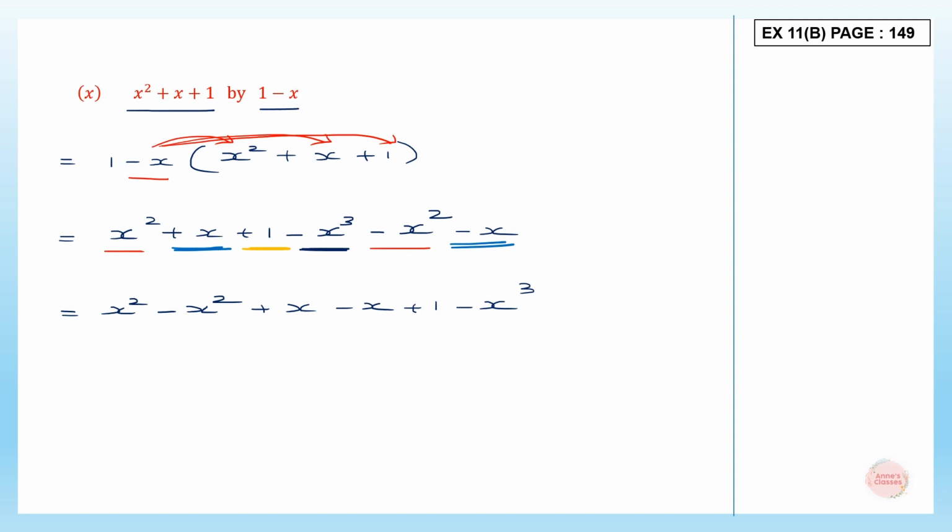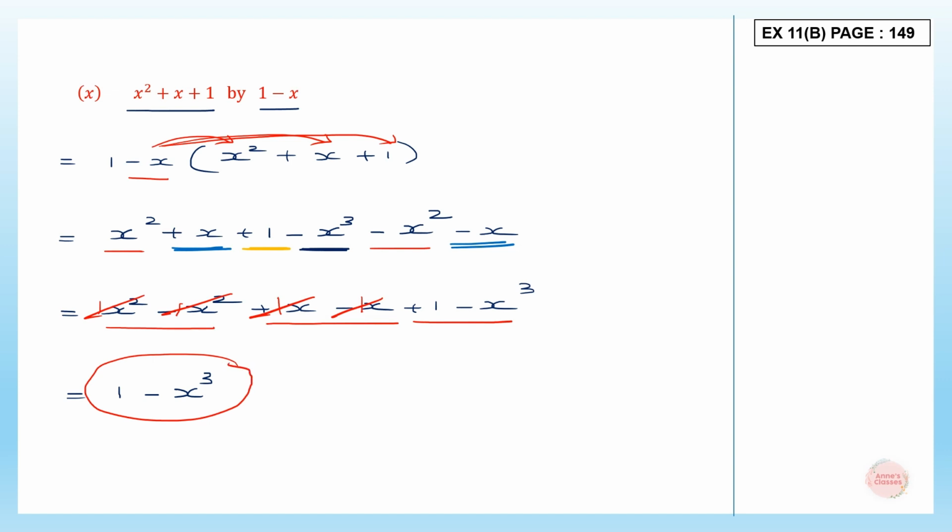Now let's work on the like terms. Here we have x square minus x square, that is 1 minus 1. 1 minus 1 is 0, so this gets cancelled. Then we have plus x minus x. Here also 1 minus 1 is 0, so this gets cancelled. So what is left is only this. That is our answer. So what is our answer? 1 minus x to the power of 3. So this is our final answer, 1 minus x to the power of 3.